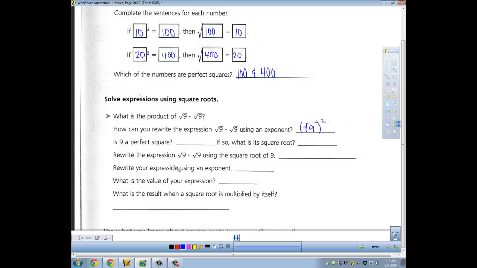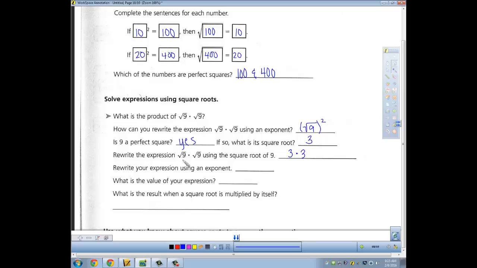Is 9 a perfect square? So is there a whole number times itself that gives me 9? Yes. The square root of 9 is 3. So since the square root was a whole number, that's also what makes it a perfect square. Rewrite the expression square root of 9 times square root of 9 using the square root of 9. So I know that the square root of 9 is 3, square root of 9 is also 3, so that means 3 times 3.